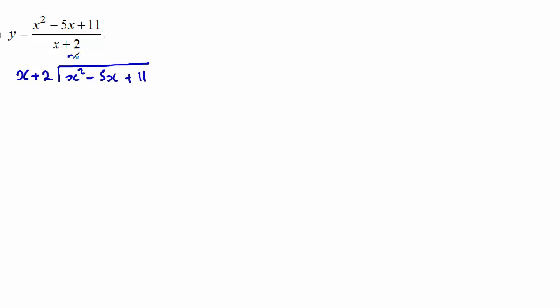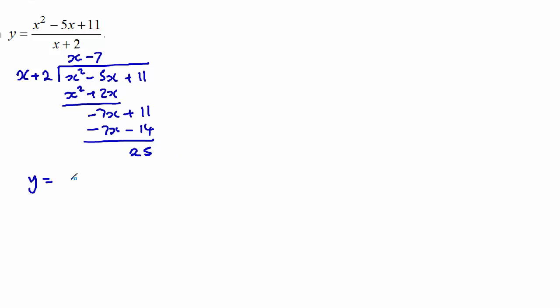So x to go into x squared is x. Then we get x squared plus 2x. Subtract: minus 7x plus 11. x to give us negative 7x is negative 7. So negative 7x, take 14 and subtract, and we get 25 as the remainder.